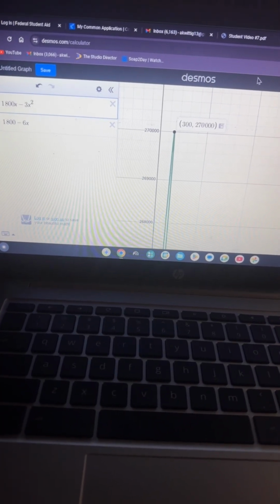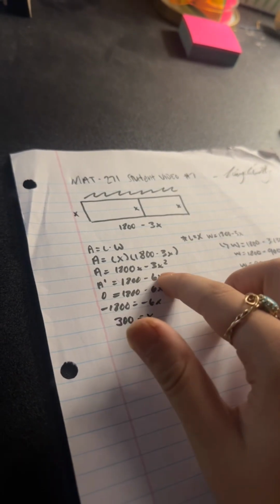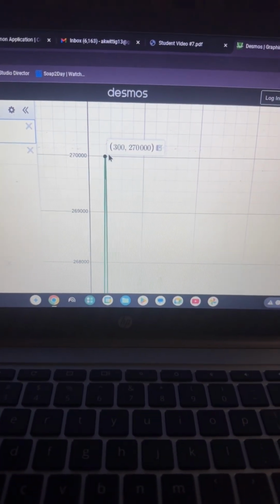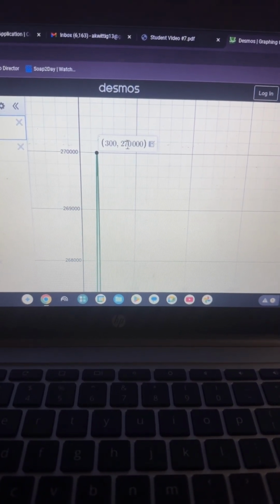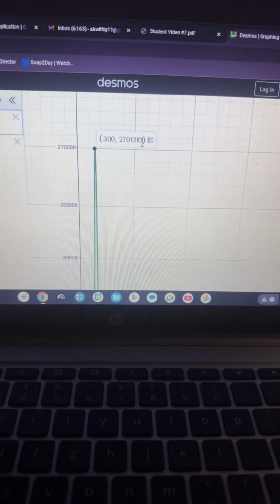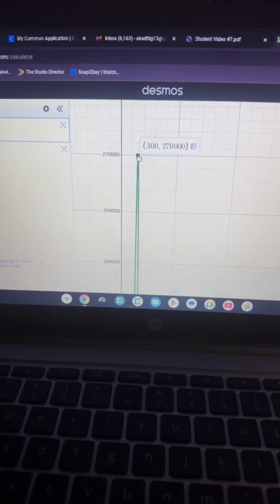And then one last thing, this is just optional to help check your work. I graphed our original equation we'd made over here with the area, our 1,800x minus 3x squared, which is a parabola, and then I graphed the derivative. But if you come up here and you find the max of this parabola, you will see your x equals 300, and then your y, in this case, equals that 270,000. And so that's just another way to double check your work. You can look at the max right there.